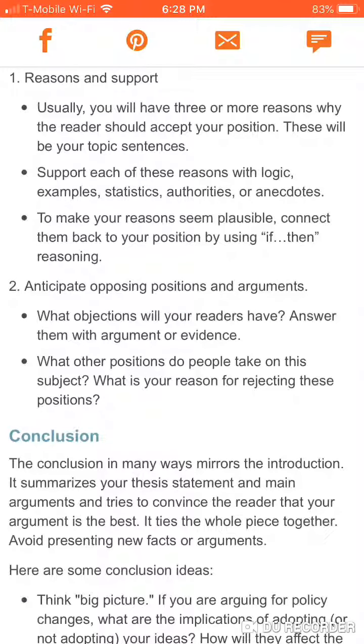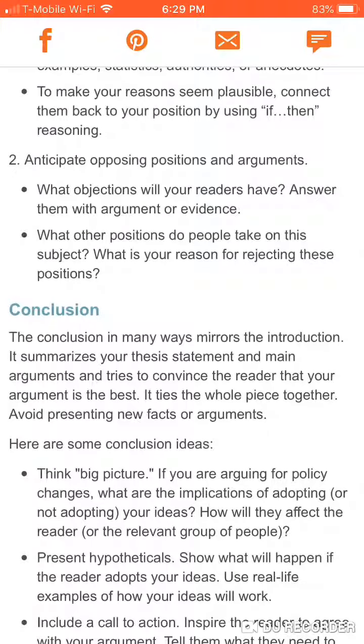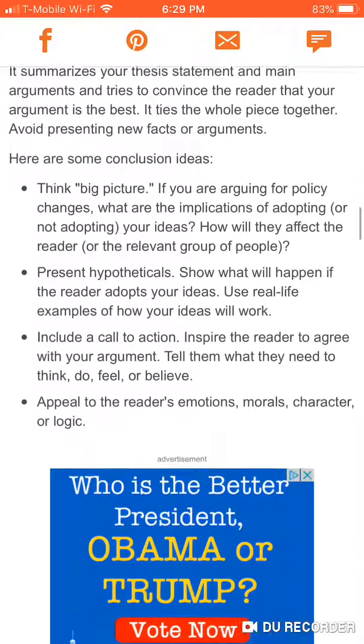Think big picture. If you are arguing for policy change, what are the implications of adopting or not adopting your ideas? How will they affect the reader or the relevant group of people? Present hypotheticals. Show what will happen if readers adopt your ideas. Use real-life examples of how your ideas will work, including a call to action. Inspire the reader to agree with your argument. Tell them what they need to think, do, feel, or believe. Appeal to the reader's emotions, moral character, or logic.